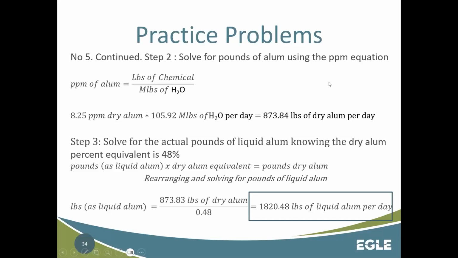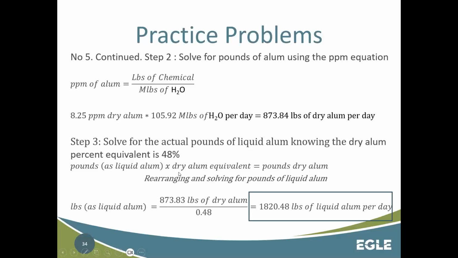Step 3, solve for the actual pounds of liquid alum, knowing the dry alum percent equivalent is 48%. Here they're going to show us the equation as it's typically presented. We've got our pounds of liquid alum times the dry alum equivalent equals the pounds of dry alum.